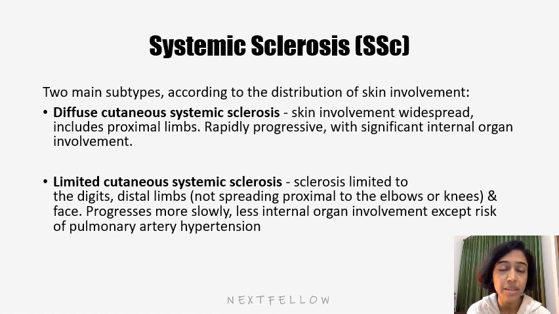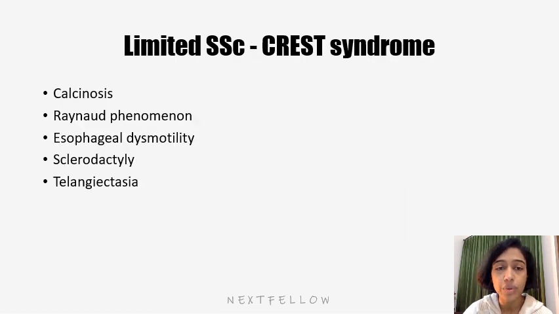GI system also. Now, in limited systemic sclerosis, the sclerosis is limited to the digits or the distal part of the limbs, that is, not proximal to the elbows or the knees. The face is also involved in limited systemic sclerosis. It progresses slowly, and internal involvement is usually less, but pulmonary artery hypertension is more common in limited systemic sclerosis. Limited systemic sclerosis was also known as CREST syndrome. That's the abbreviation for calcinosis cutis, Raynaud phenomenon, esophageal dysmotility, sclerodactyly, and telangiectasia.